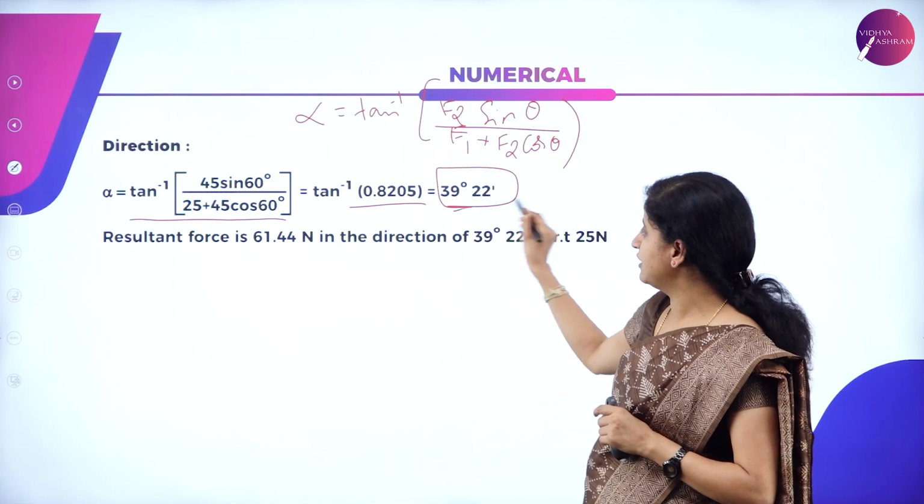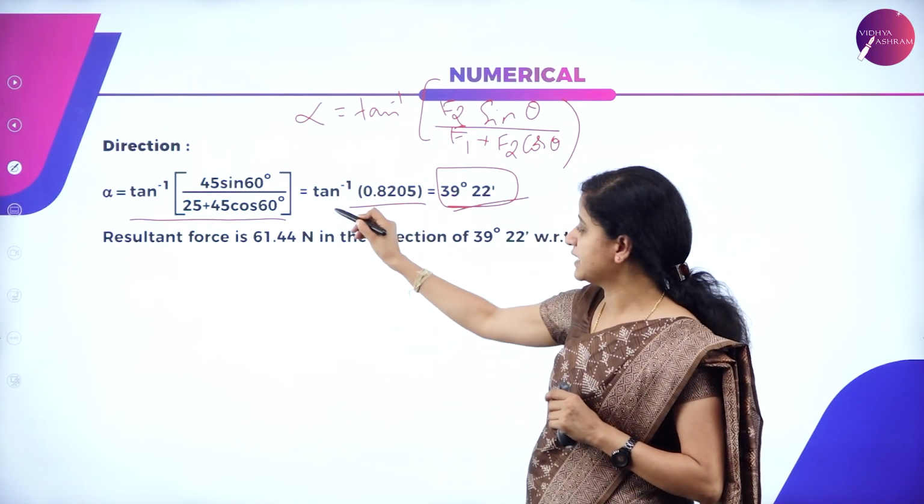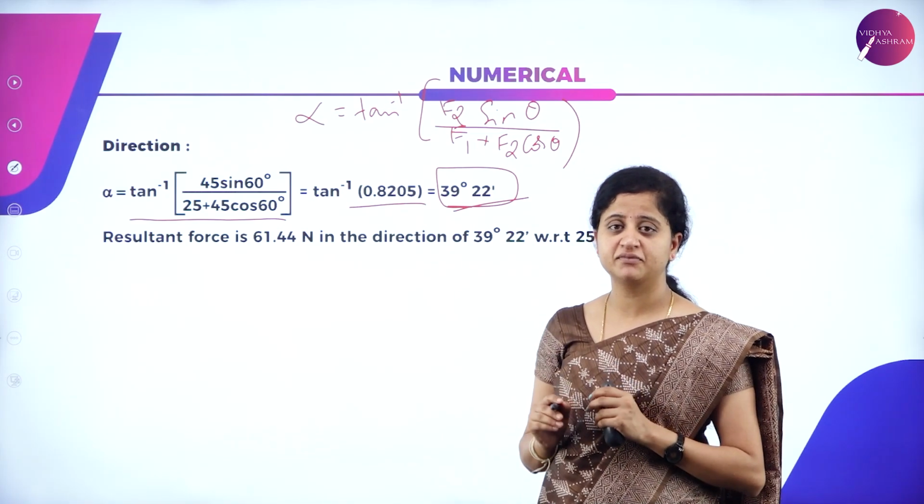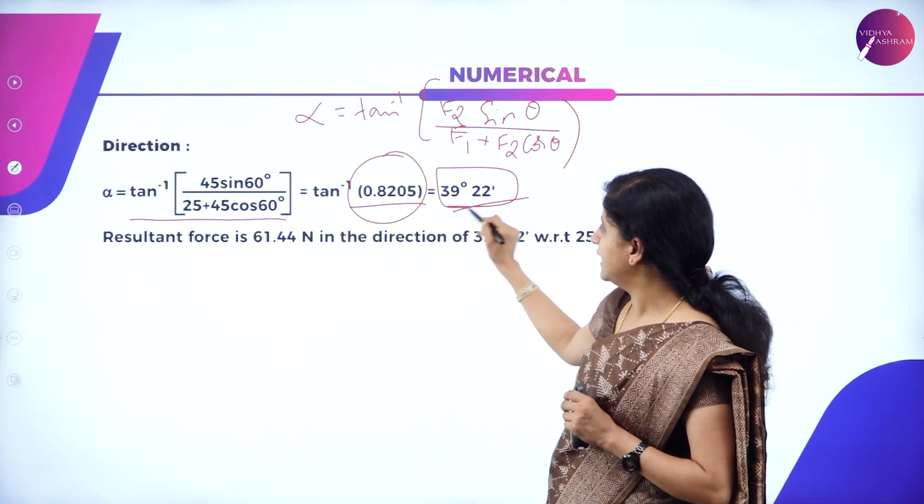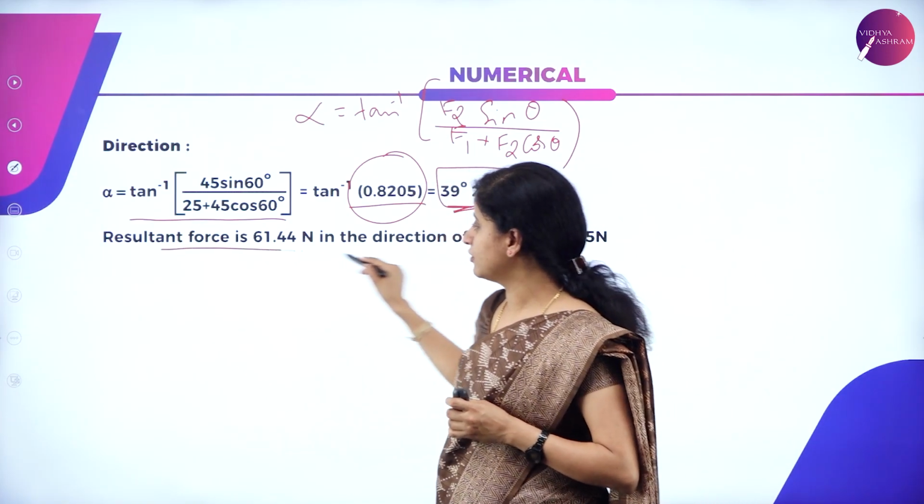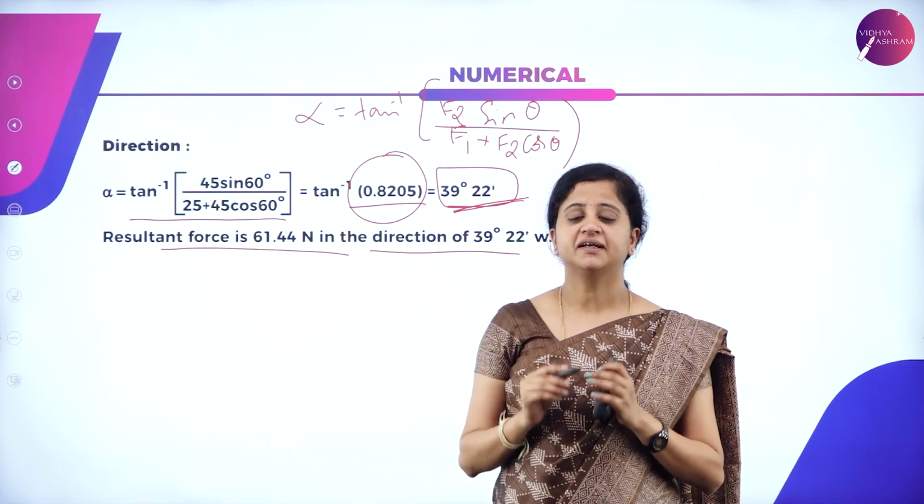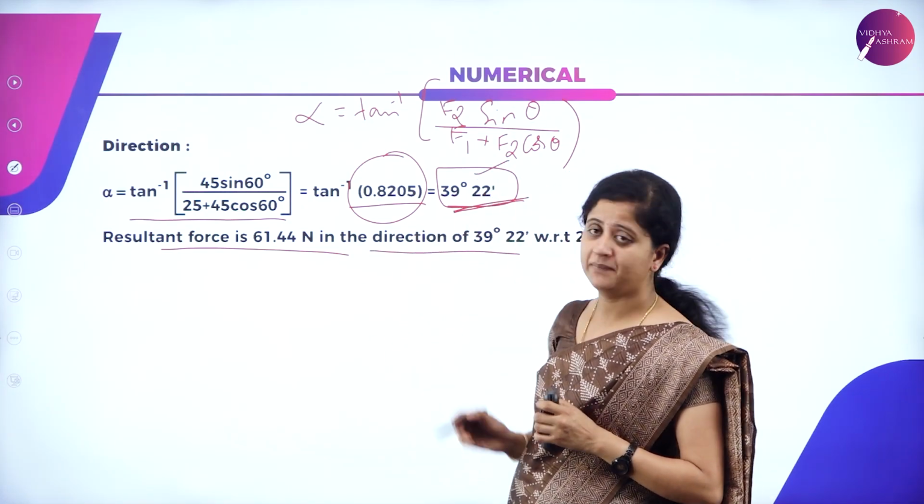0.8205. So this value can be obtained from the logarithmic tables. We can make use of the natural tangent sheet in the logarithm tables to find the answer for this, and that gives us 39 degree 22 minutes. So the resultant force is 61.44 Newton in the direction of 39 degree 22 minutes.